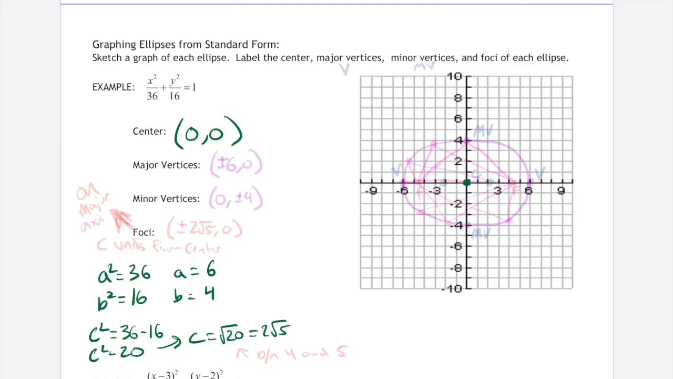Wait, so what does c symbolize? Like a is the long length, what is c? So c helps us find the foci. And we haven't talked enough about the foci yet. Let's go through a couple of problems, and then you'll start to see where they come from, and then we'll talk about what they're actually for.